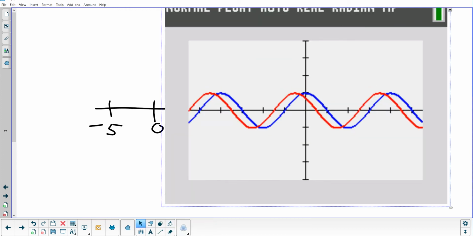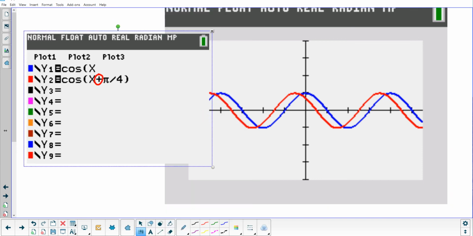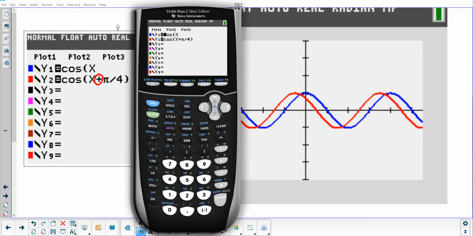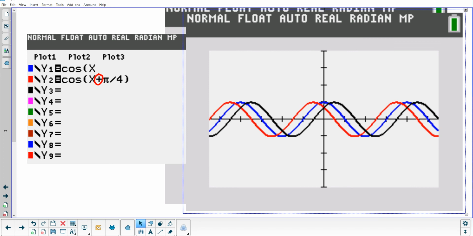Which way did the red one move? The red one moved to the left a little bit. So when I added something, it actually moved the graph to the left. If I take that same thing and subtract the exact same amount, pi divided by 4, this one in black is going to be subtraction, and watch what happens here. The one in black moved to the right a little bit. So when you add, it moves left. When you subtract, it moves right. Not what you would normally expect.